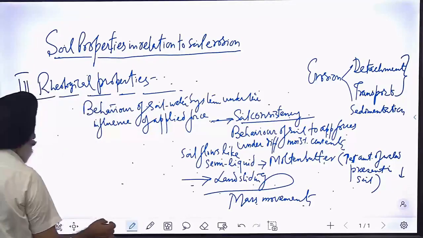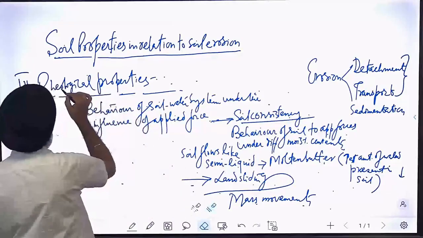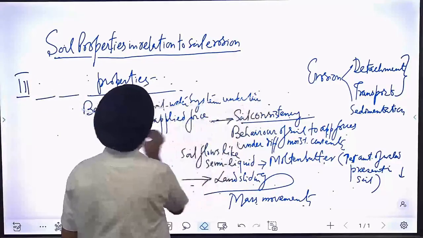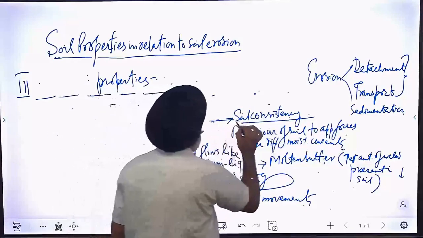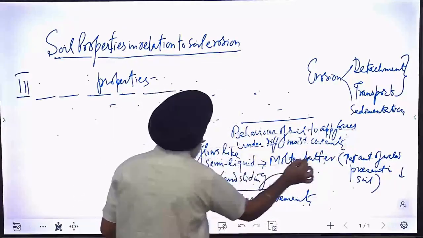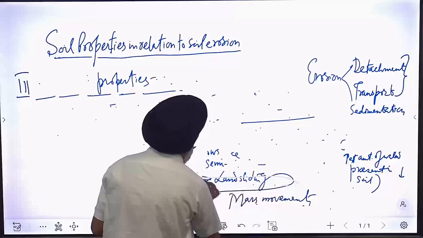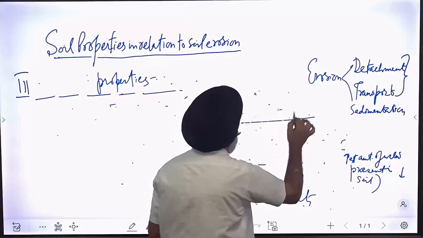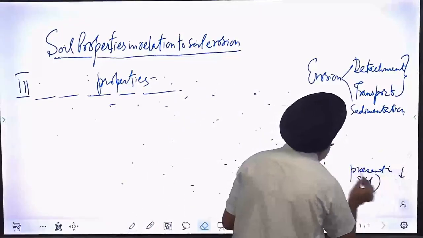This was the third group. Now, coming to the fourth and last group, that is chemical and mineralogical properties of the soil which affect soil erosion, or you can say which affect the erodibility of the soil or capability of soil to get eroded.